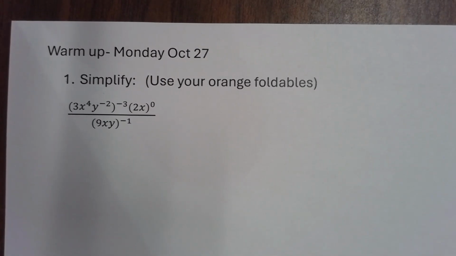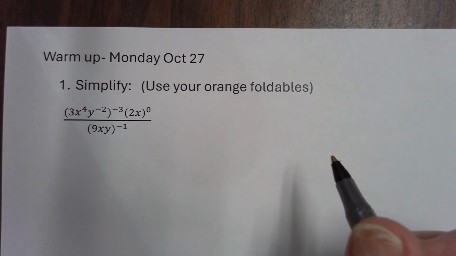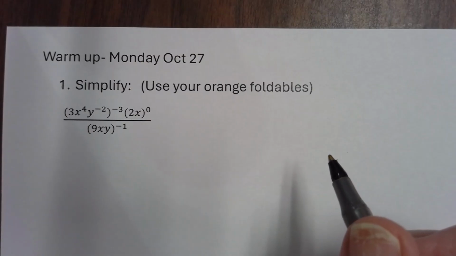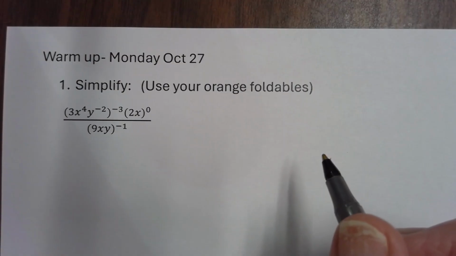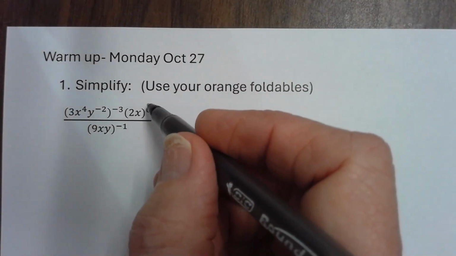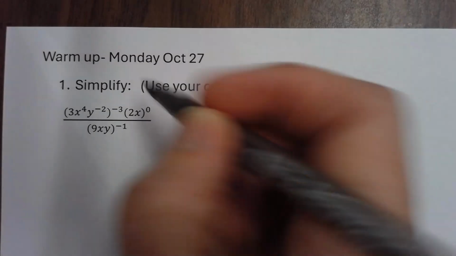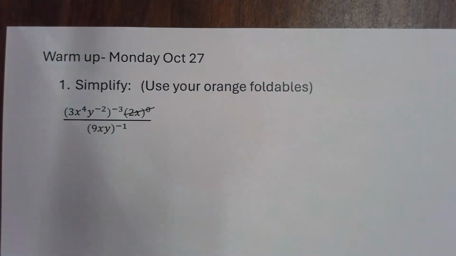Okay, folks, let's do this really challenging one. Right from the very beginning, there's something I can do very quickly to get rid of something here. What can I do? Anything to the zero power is a 1. And when I get done, if I multiply by 1, it doesn't change anything. So I can just cross this out.